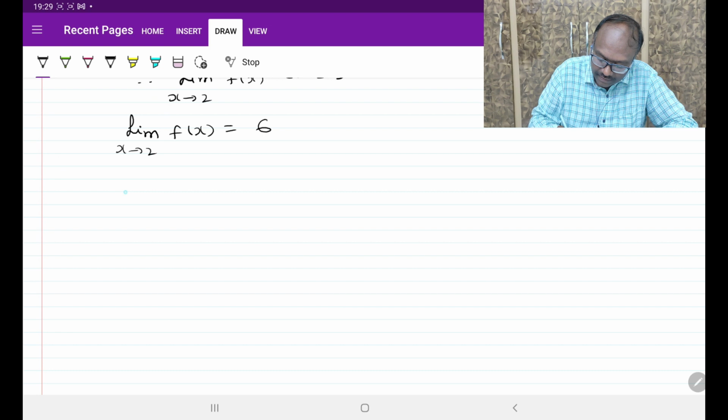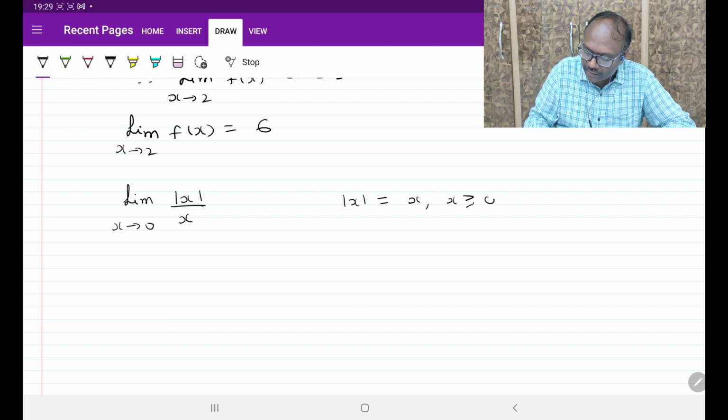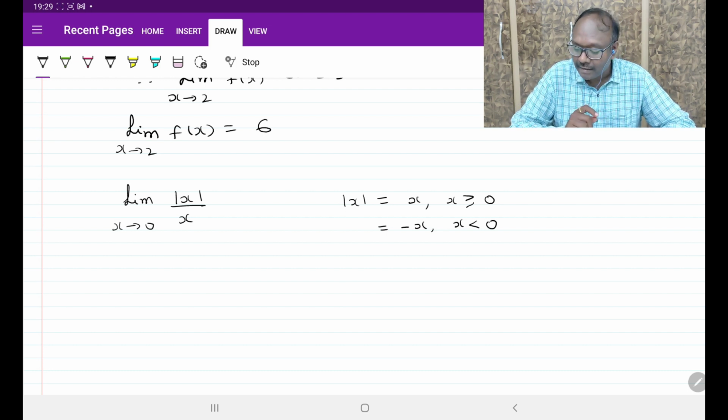Limit x tends to 0 modulus of x by x. As we know that modulus of x is equal to x when x is greater than or equal to 0, and is equal to negative x when x is less than 0. So that means this modulus of x has two definitions, and the definition is changing at x equal to 0.